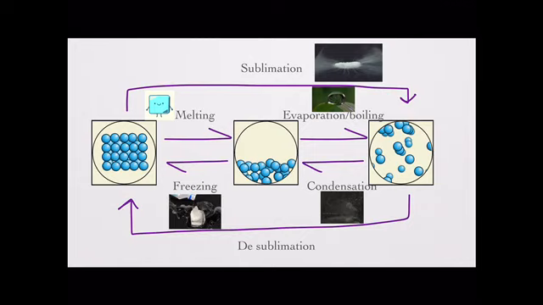Sublimation is a process when a solid directly changes to a gas without passing through the liquid state. An example of sublimation is dry ice. And the next one is desublimation, when a gas changes to a solid without undergoing the liquid state. It is generally the opposite of sublimation.